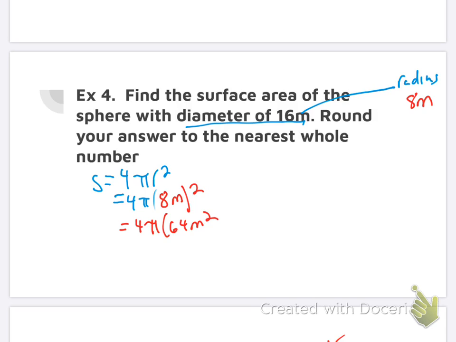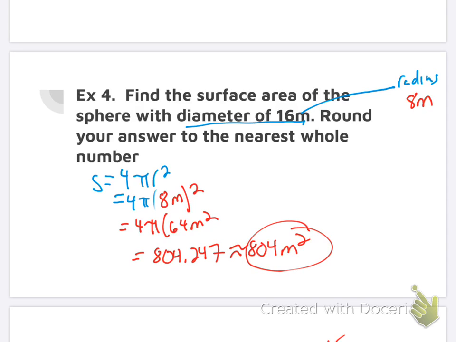64 meters squared. So I end up with 4 times 64 times pi. If I put them all in my calculator, I end up with 804.247, which is approximately 804 meters squared. Okay, so this is it for today. We're practicing surface area with the first half of this.